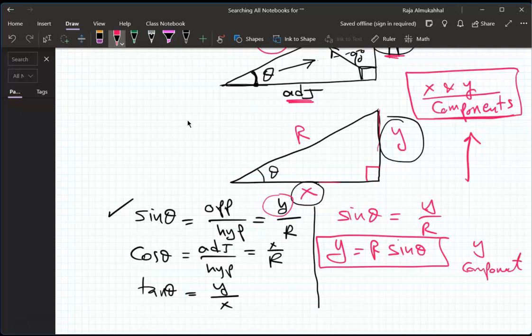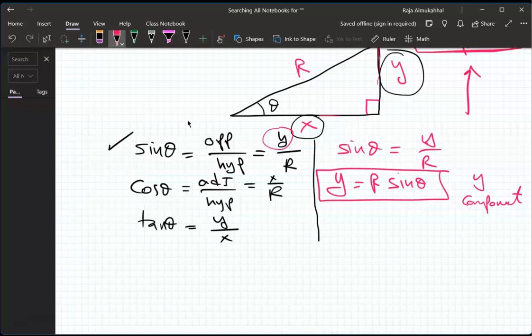Okay, so the y component is always r sine theta, provided that theta is measured with respect to the x-axis right here, on this axis. Not this one, it's this one. It's on the x-axis. See, it's touching the x-axis. Now, let's look at x. So the x component in this case will be r cosine theta. That's the x component.